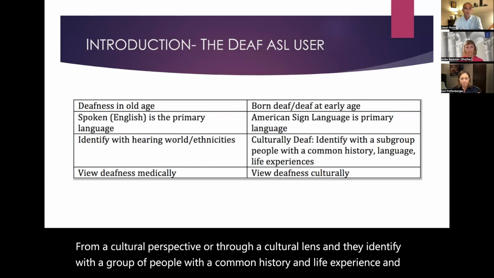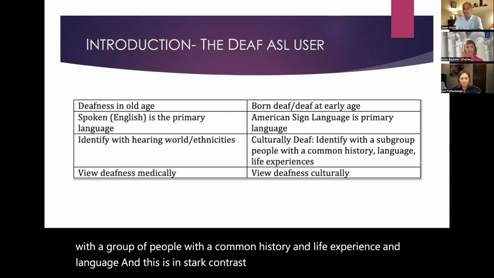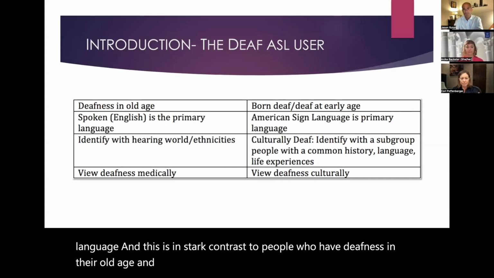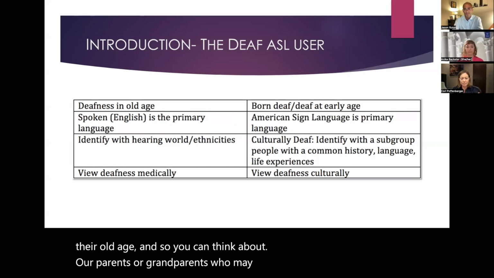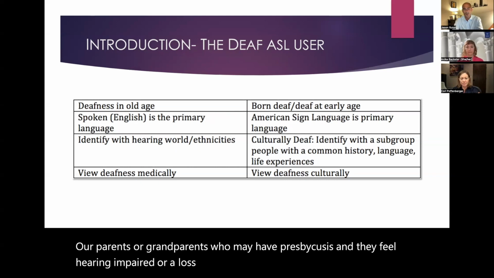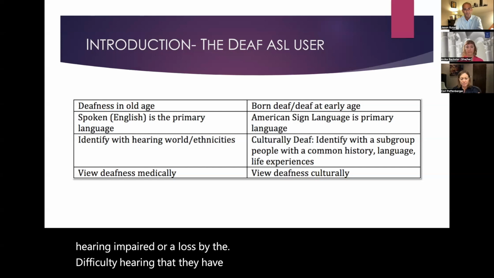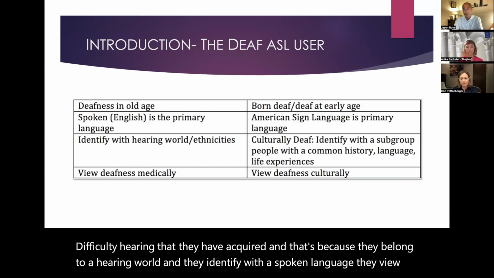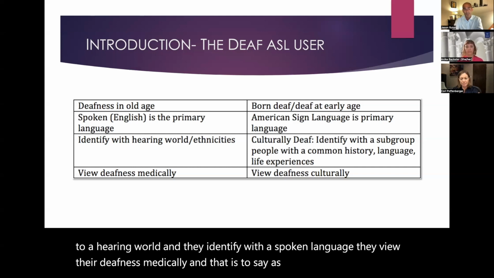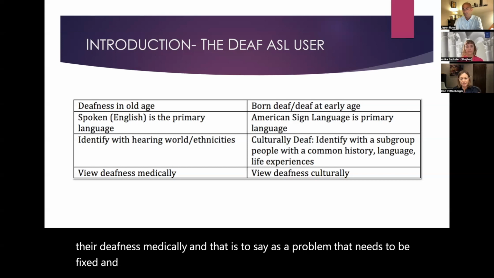And this is in stark contrast to people who have deafness in their old age. You can think about our parents or grandparents who may have presbycusis, and they feel hearing impaired or a loss because of the difficulty hearing that they have acquired. That's because they belong to a hearing world and they identify with a spoken language. They view their deafness medically, that is to say, as a problem that needs to be fixed. And this is very different from how the Deaf ASL user views their deafness.